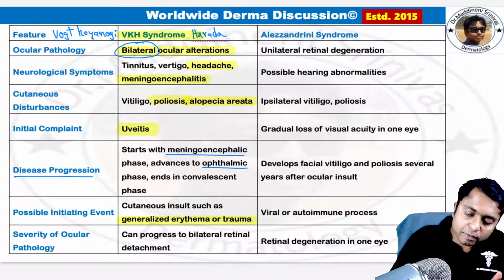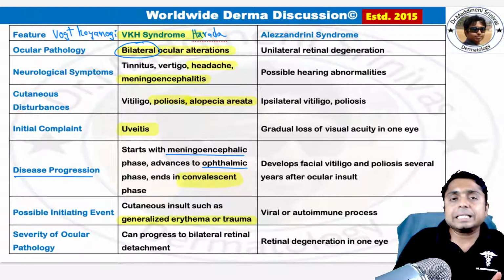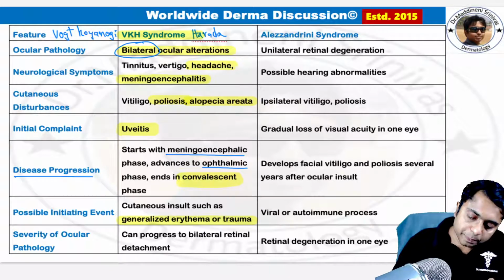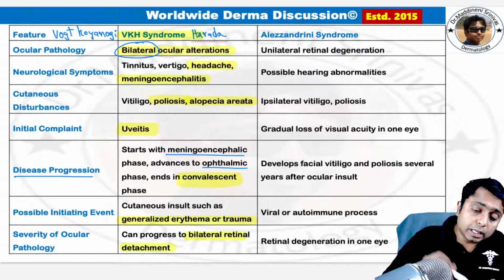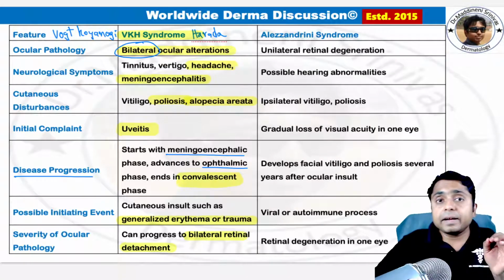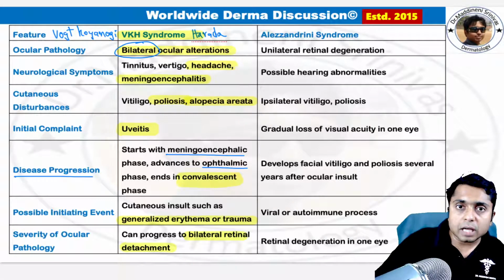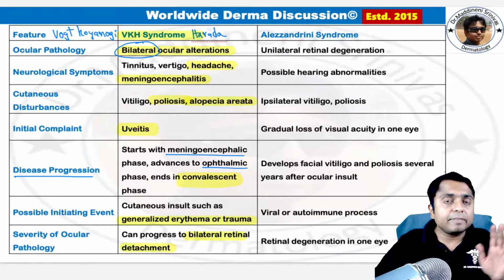So in the convalescent phase, we are going to mainly see the cutaneous findings. And this can progress to bilateral retinal detachment also. So that is the importance of identification of the other features apart from the vitiligo in VKH syndrome.